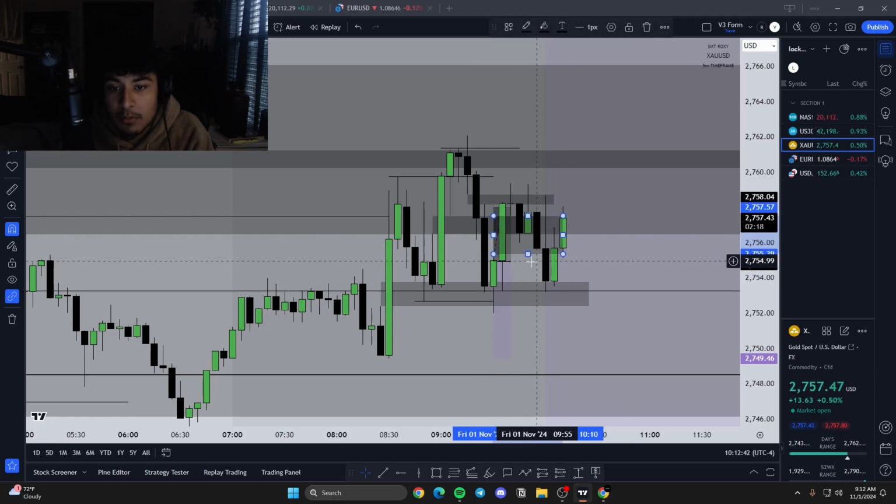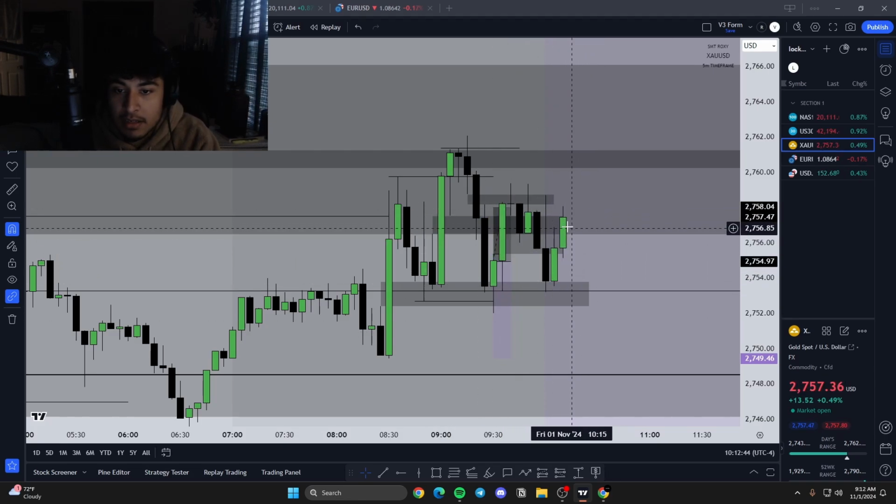And then on the 5-minute, we formed the 5-minute BISI, another one, and then we made an inverse, and now we're retracing back up into it. You can see we are not holding it. We're not pushing with speed to the downside here, so the market is simply chopping around.